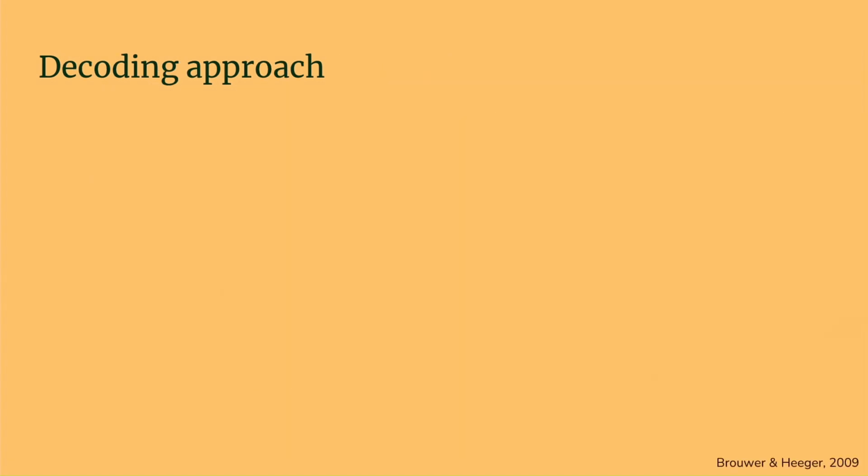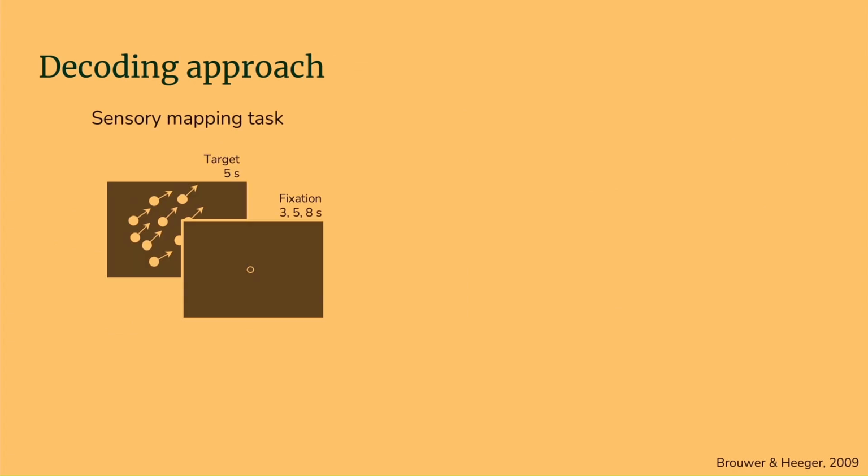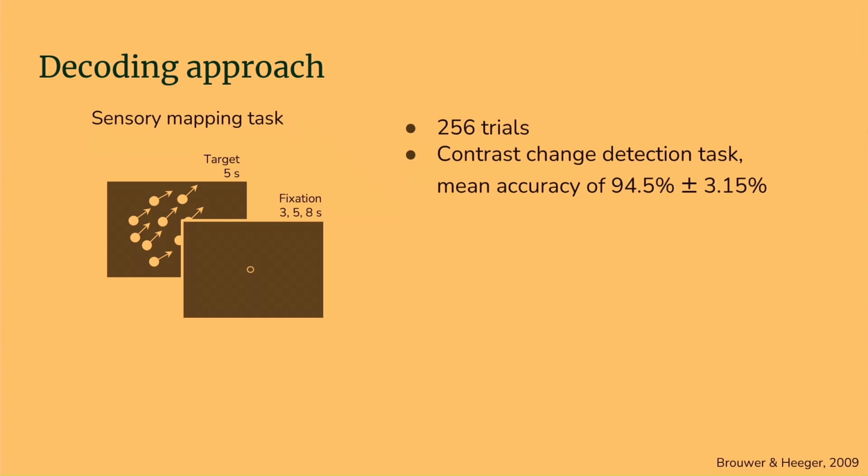So now what about the brain data? To test our model, we collected independent data from a sensory mapping task, where the participants see, again, random motion stimuli with 100% coherence with different directions. They have 256 trials of those, and the only thing they have to do is detect a slight contrast change, which is super easy. They do it very well.